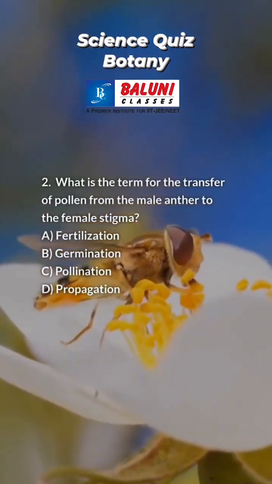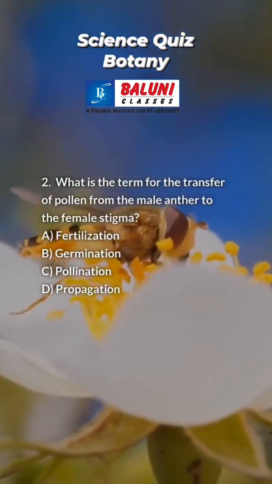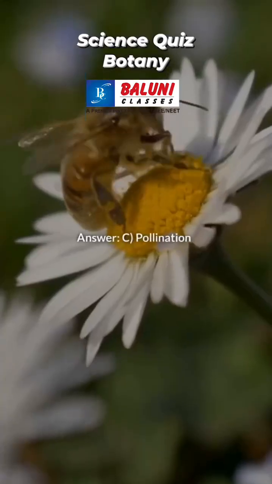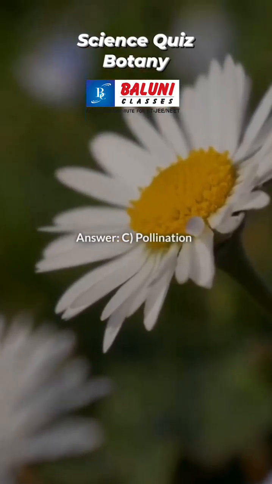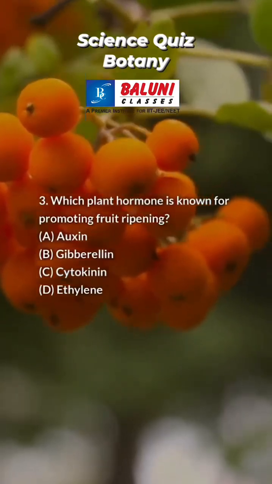2. What is the term for the transfer of pollen from the male anther to the female stigma? A. Fertilization. B. Germination. C. Pollination. D. Propagation. 5, 4, 3, 2, 1. Answer. C. Pollination.